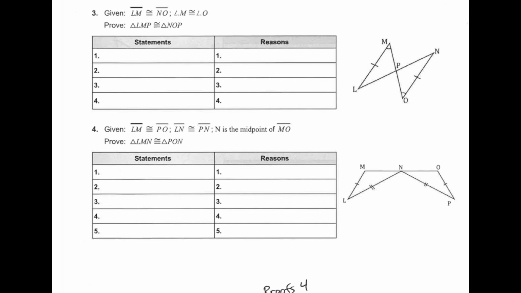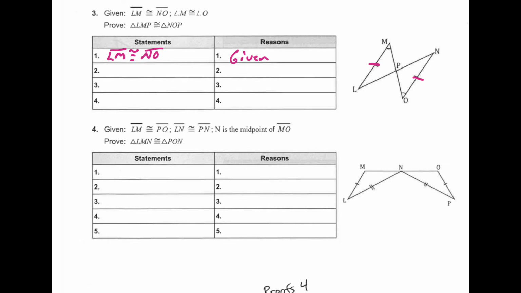Question 3. So first statement is going to be that segment LM is congruent to segment NO. So we've got LM congruent to NO. We know this because it is given to us.